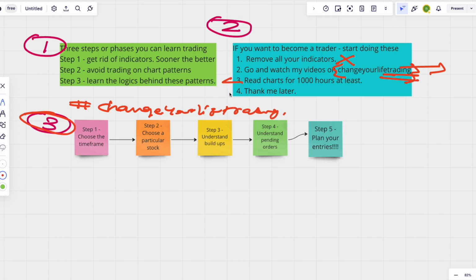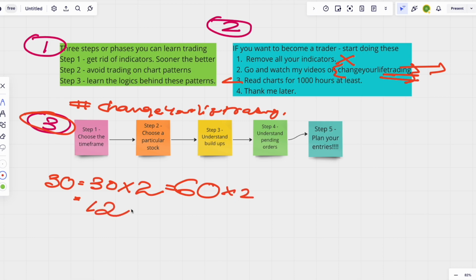Step 3, read charts for 1000 hours at least. So what is 1000 hours of chart reading? Let's say in a month we have 30 days. Every day, if you try to read the charts, the bare charts, the naked charts, without any indicators, without any support resistance, trend lines, this makes 60 hours a month. If you include the live trading, maybe you trade live for maybe 2 hours, it makes 120 hours a month, which takes around 8 to 9 months to complete 1000 hours.